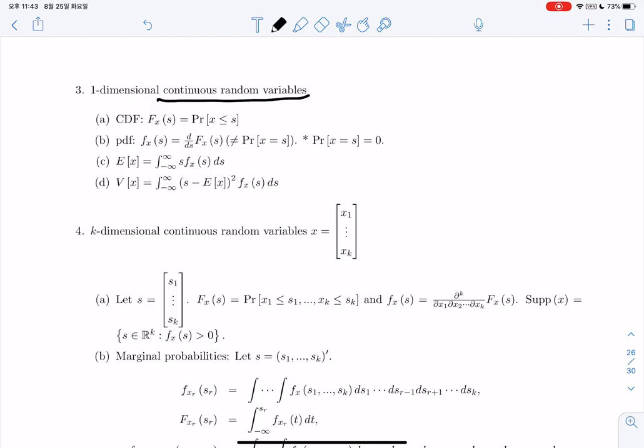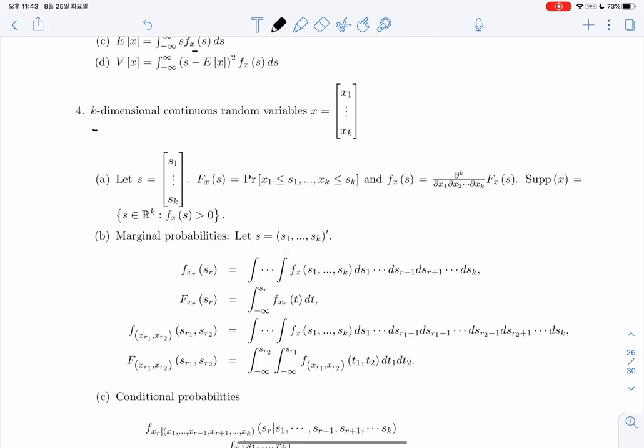Expectation now becomes integral. So in the discrete case, expectation is the summation of value times PDF. Now when x is a continuous random variable, it's the integral of value times PDF. Okay.